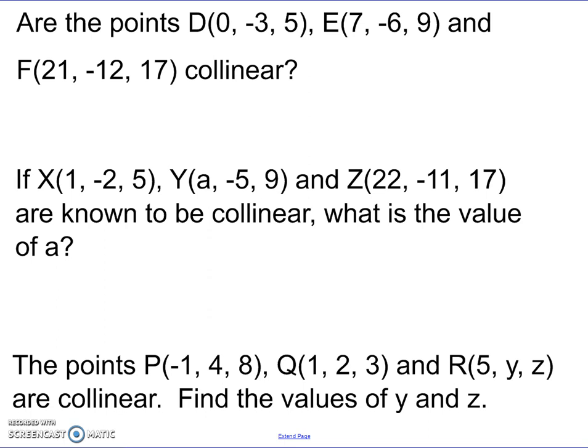And the last one, very similar to that, P, Q and R, they're all collinear, but this time if you look at R, I'm missing the Y and the Z direction variable. I want to know what those are. Pause the video and have a crack.